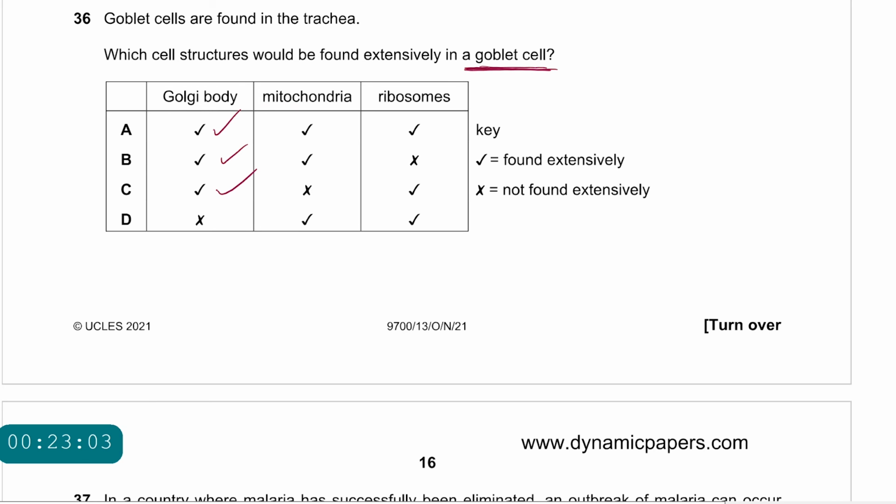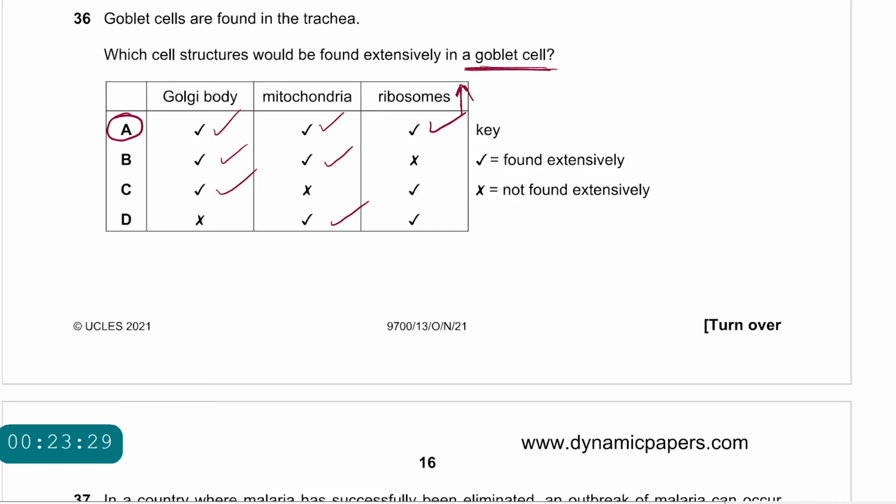Here we have mitochondria. Obviously, to be able to synthesize that much protein to make that much mucus, it does require a high proportion of mitochondria, so this is correct. In order to synthesize proteins, a high proportion of ribosomes are also required, because ribosomes is where mRNA binds, and that's the site of translation of the mRNA. So A is definitely going to be correct.